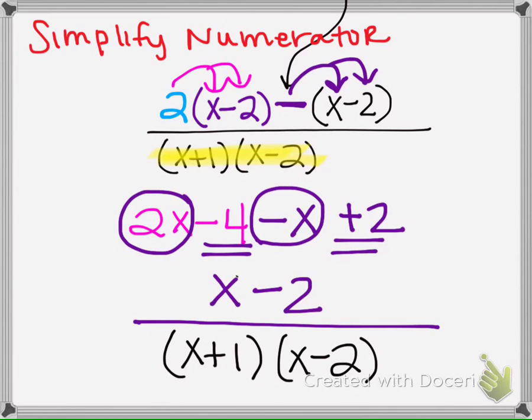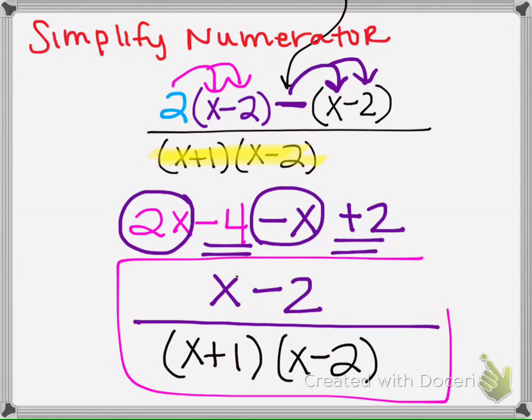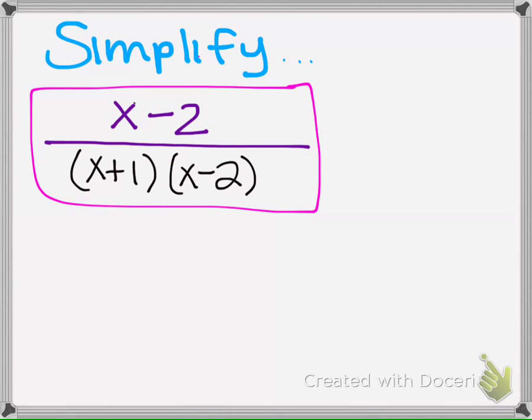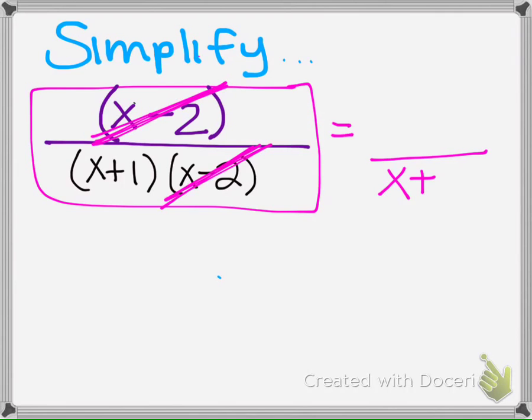Alright, now that we have our numerator simplified, we have to see, can this whole thing be simplified altogether? If we take a look here, the x minus 2, those go together, and I see that this can be divided out from the numerator and the denominator. So all we're left with is the x plus 1 in the denominator, and when there's nothing left in the numerator, we need to put a 1. So this is our final answer.